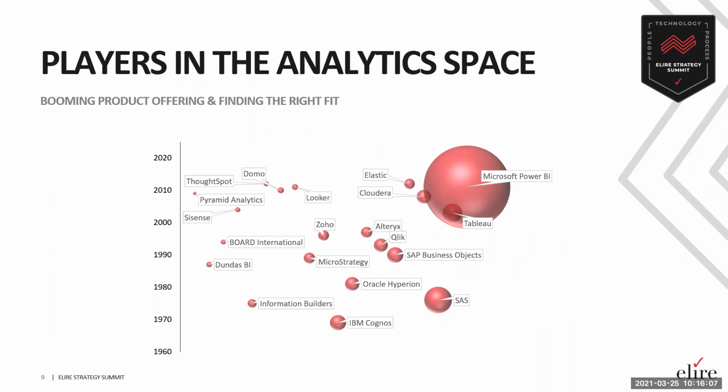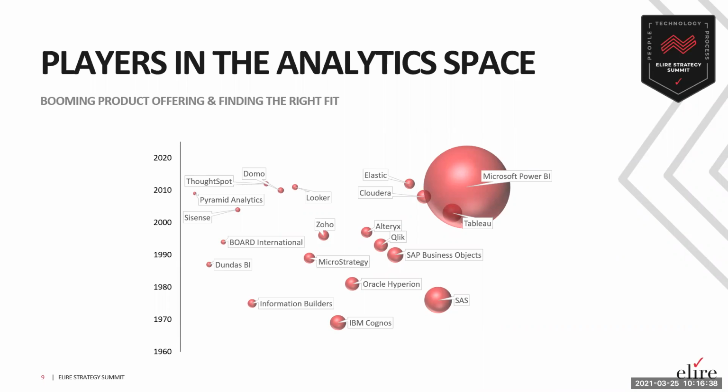So we have a graph displayed that really pinpoints some of the larger players in the market space and some of the newer players as well. You can see that the y-axis here just shows us basically when the company or platform was first launched. So we can see that some of the oldest ones are Cognos, SAS, Information Builders, and Hyperion, names that we've been familiar with for a really long time.